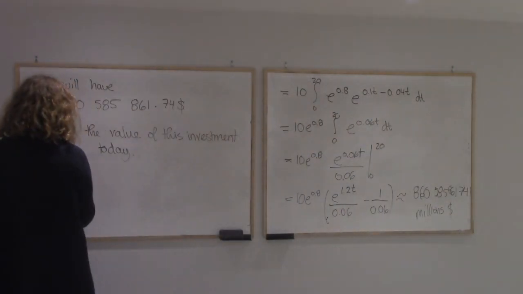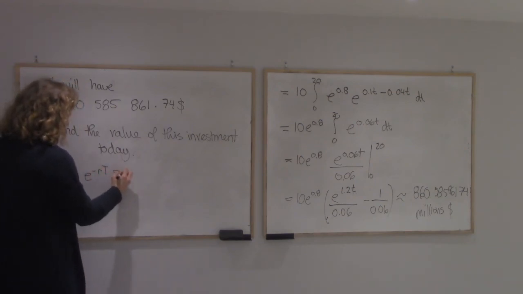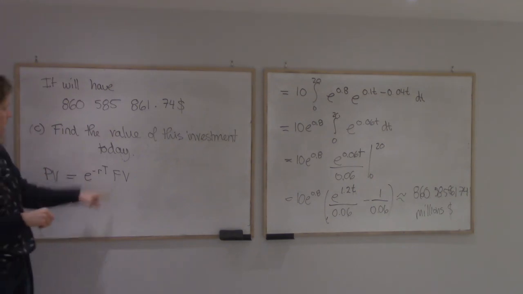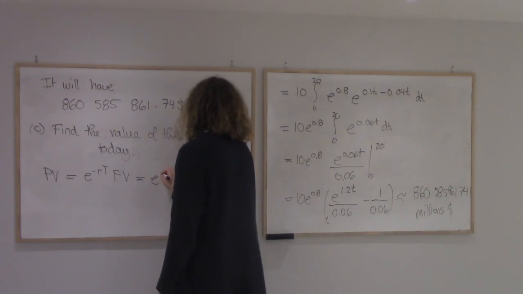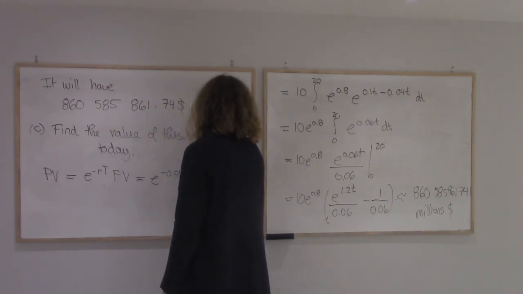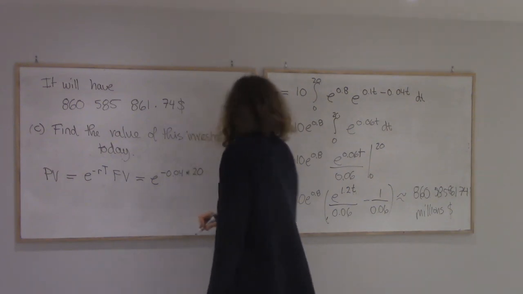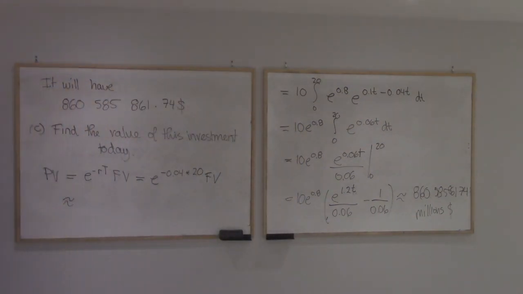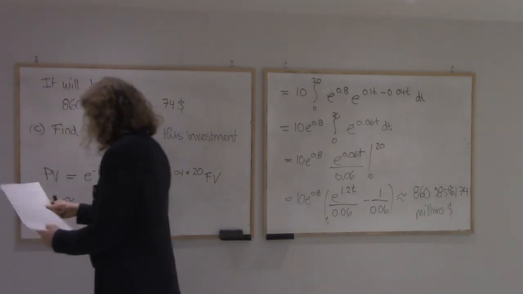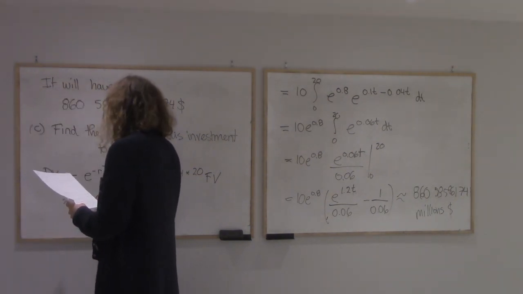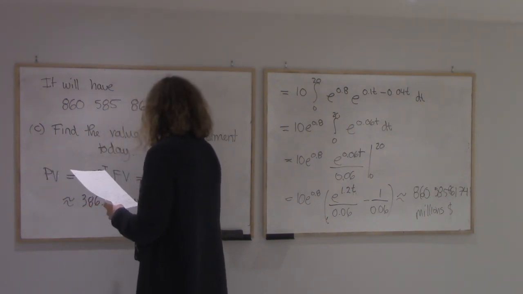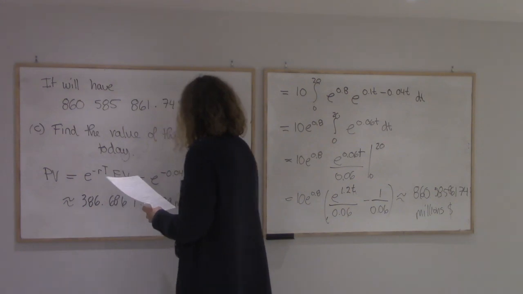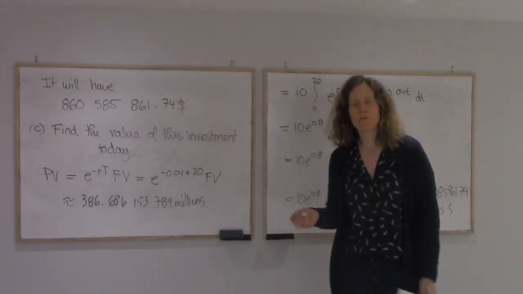So present value, we said, was e to the minus rT times the future value, because I'm going back in time. And that's e to the minus 0.04 times 20, times the future value over there, so you'd plug that in. First of all, this should be much less than this, right? This is how much I would have 20 years before having this. So it's gonna be much less. In fact, it's 386.686153789 million.